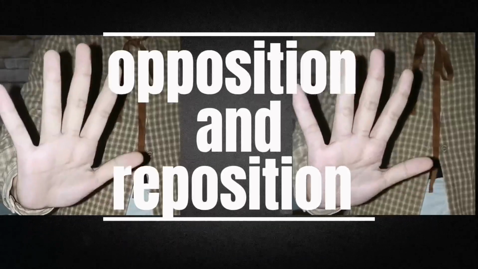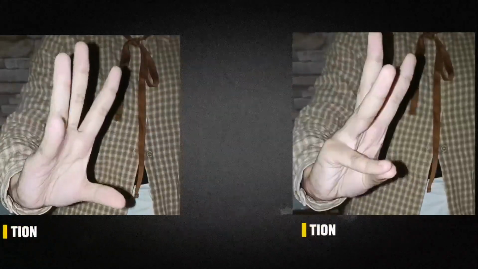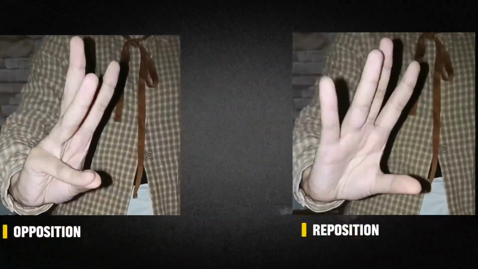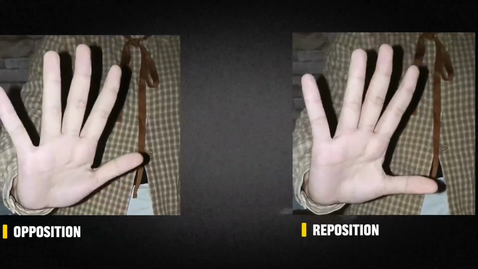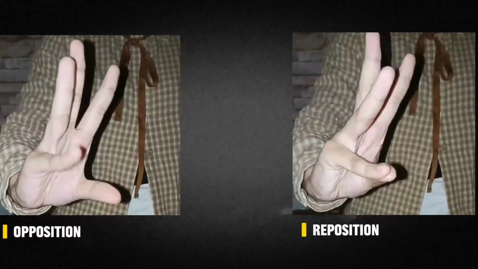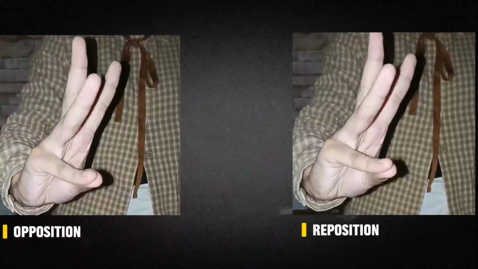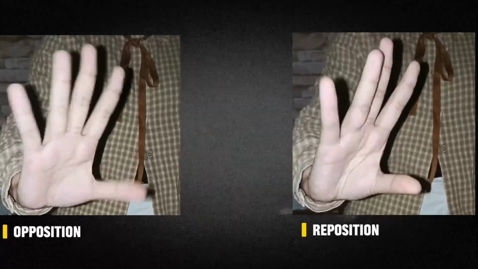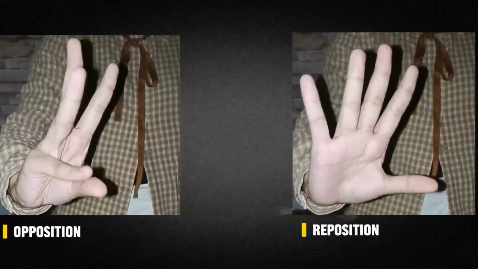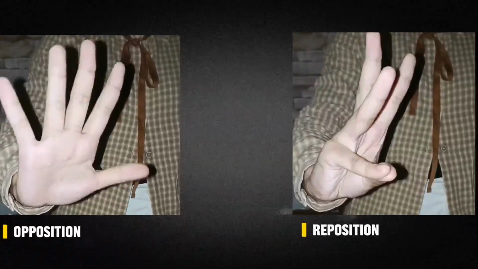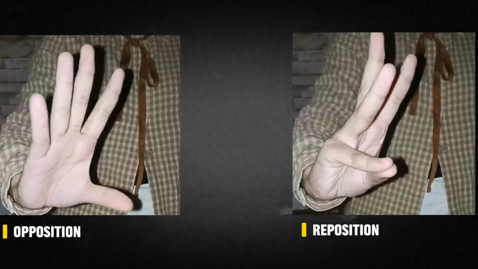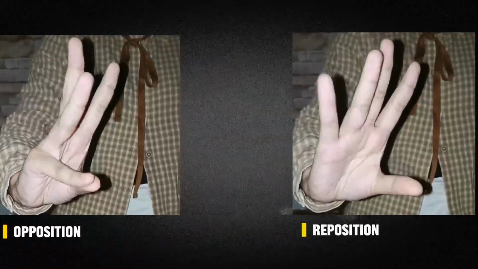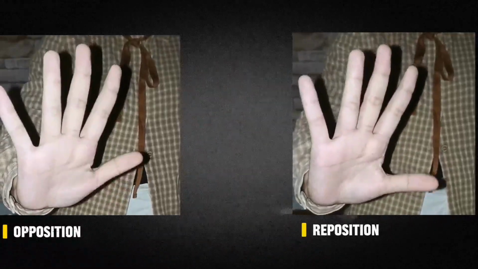Opposition and reposition. Opposition is the unique thumb movement where it swings across the palm to touch the fingertips of the other digits. Reposition, the reverse action, brings the thumb back to its previous position alongside the index finger, restoring the hand to a neutral state for everyday tasks.